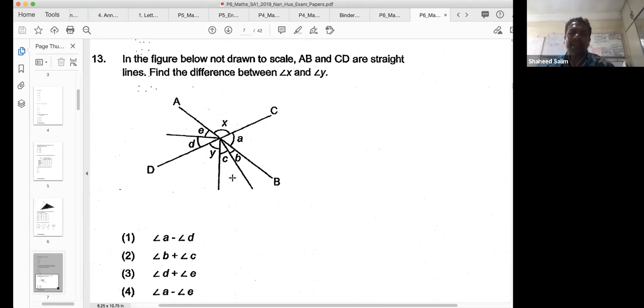Difference between X and Y. Oh, wow. X and Y. Let's see. Zahin says you're not correct. Maybe the answer key is wrong. I do not know. Let us see. The difference between X and Y. Okay, Akil, they say your answer is correct.